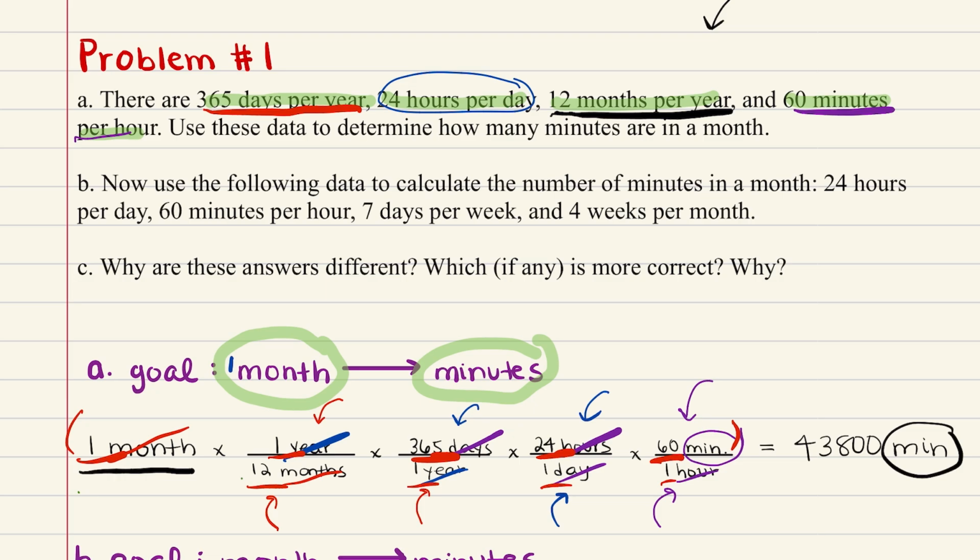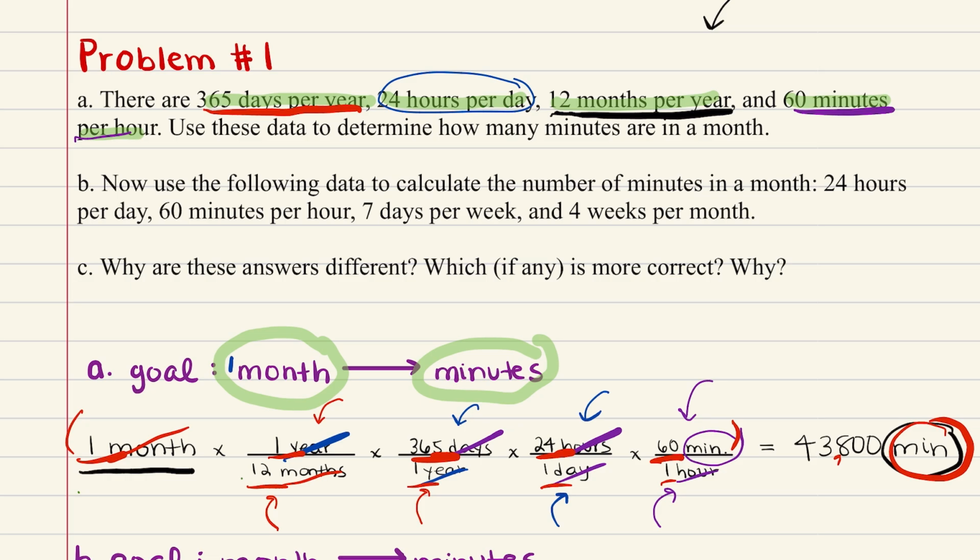If you plug this into a calculator and solve for that, what you're going to get is 43,800 minutes, because that is the unit that was left after all of the conversions. Wonderful. Now, part B is really similar.